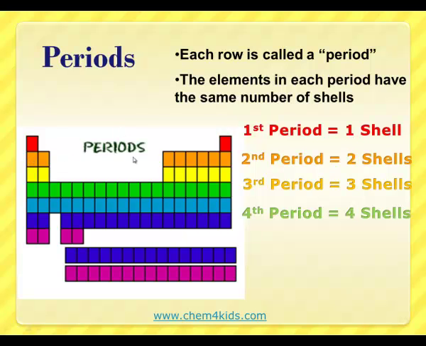Period 2. All of the elements in period 2 will have 2 shells around the atom. Elements in period 3 will have 3 shells, and so on. There are 7 periods: 1, 2, 3, 4, 5, 6, 7. These last 2 rows at the bottom are actually parts of rows 6 and 7 that were removed and put at the bottom to make the periodic table more compact.